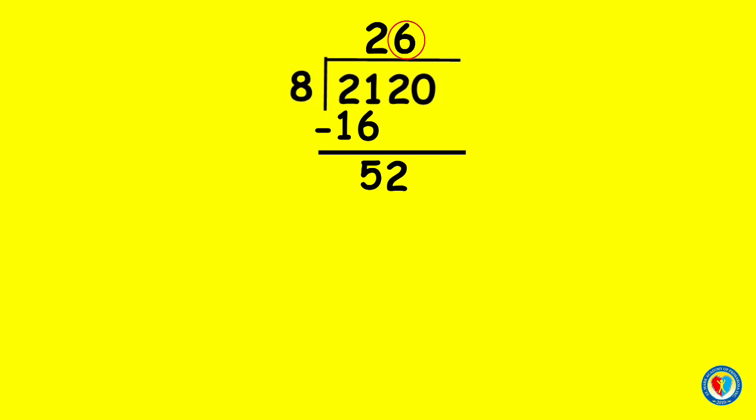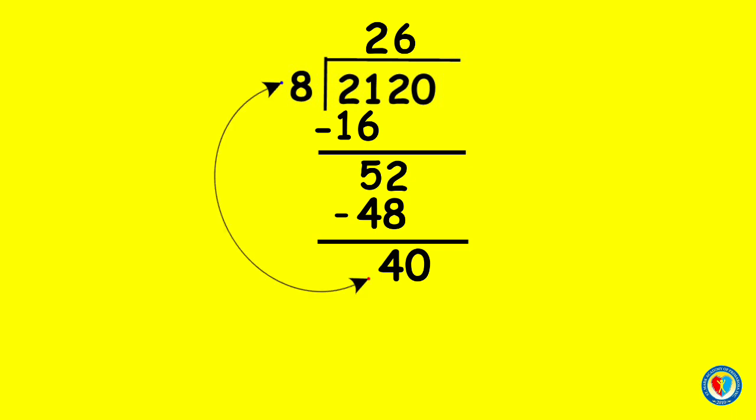Multiply 6 by 8, which is equal to 48. Write 48 below the number 52. Next, subtract 48 from 52, which is equal to 4. Lastly, bring down the next digit, that is 0. So, divide 40 by 8. Once again, using the table of 8, find the product. The nearest product is 40, as 5 times 8 equals 40.